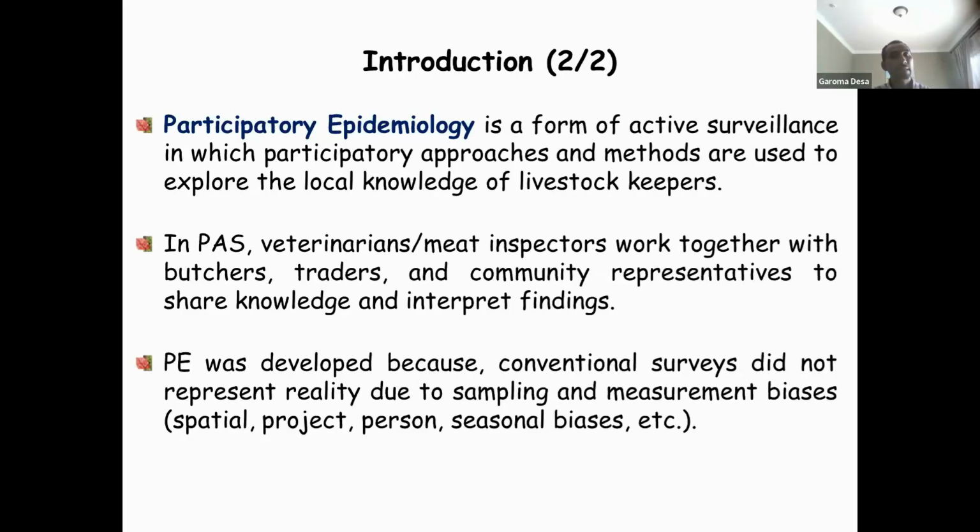In participatory abattoir surveillance, veterinarians or meat inspectors work together with butchers, traders, and community representatives like key informants to share knowledge and interpret findings, as the community live closely with their animals. They know a lot about the disease pattern. They have good indigenous knowledge about the disease. So participating them in solving the animal health problem will make it more achievable.